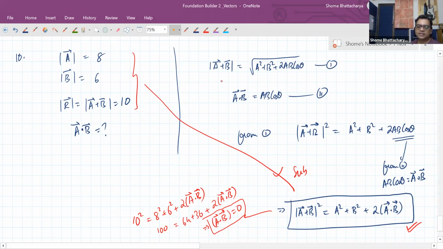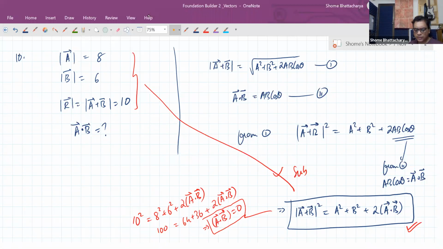Or you can do a more indirect thing, that using this formula you can find cos theta and then substitute. But that all becomes more lengthy. There's a more direct way of dealing with the question. So that is the 10th question.